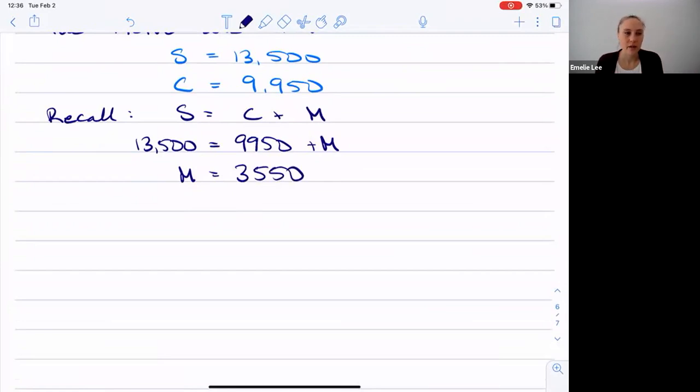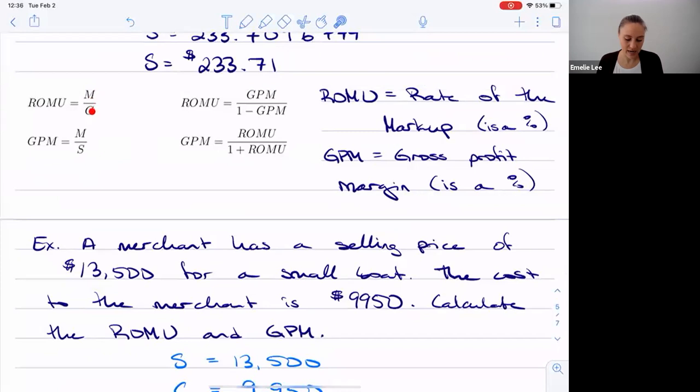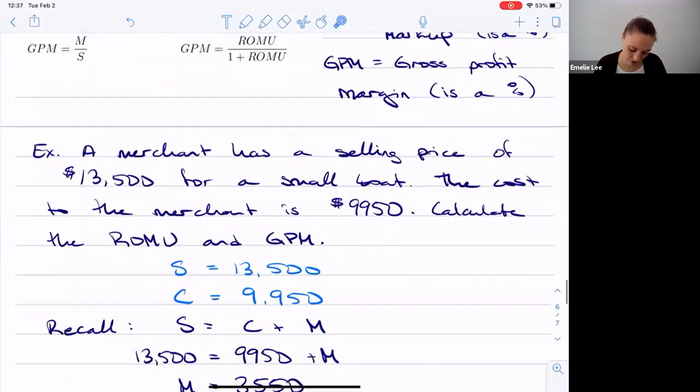Now I know M, and I have C, so I can easily solve for the rate of the markup. I have M and I have S, so I can also easily solve for the gross profit margin, right? For practice, I'm going to solve for the rate of the markup, and then I'm going to use that to solve for the gross profit margin. This is just for practice, right? Here, you could just use these two formulas and then you're done. But for practice, I'm going to take this ROMU and use it to calculate the gross profit margin.